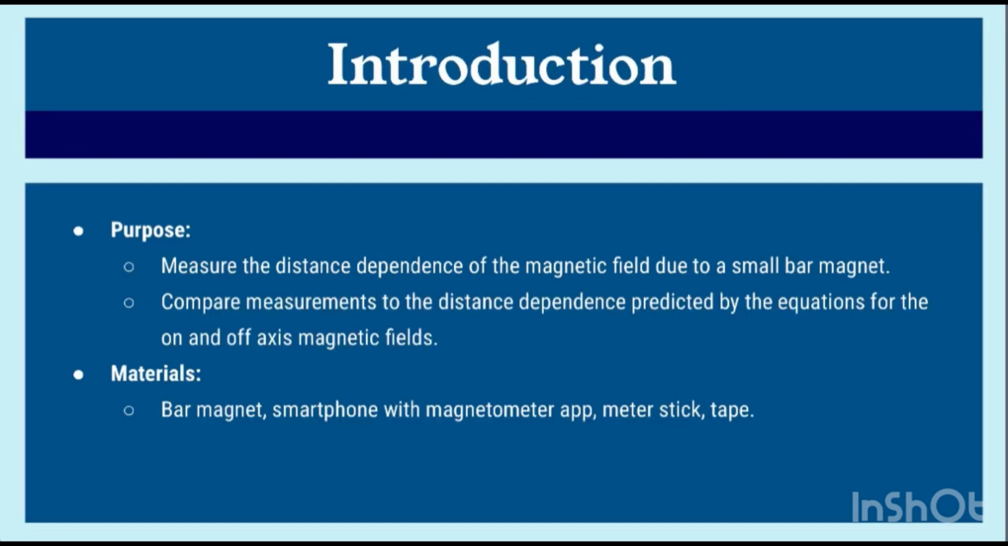To begin, the purpose of this lab was to measure the distance dependence of the magnetic field due to a small bar magnet. We also had to compare measurements to the distance dependence predicted by the equations for the on and off axis magnetic fields. In this lab, we used a bar magnet, a smartphone with a magnetometer app, a meter stick, and tape.